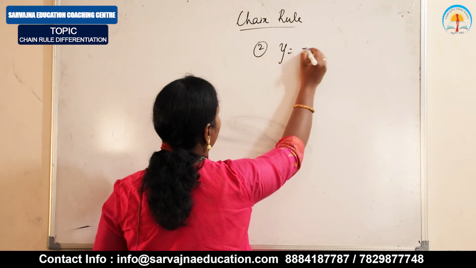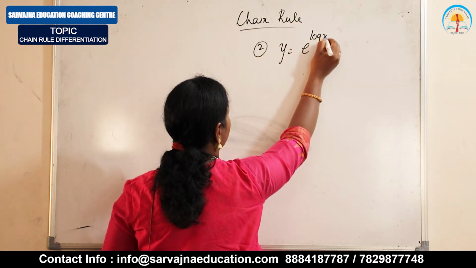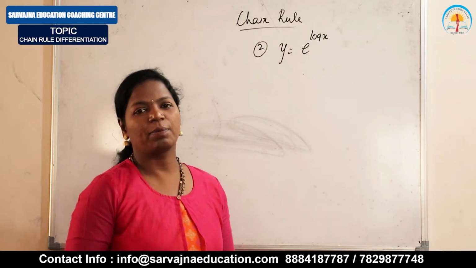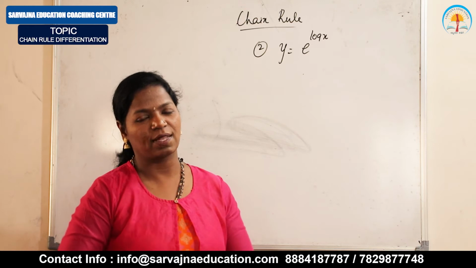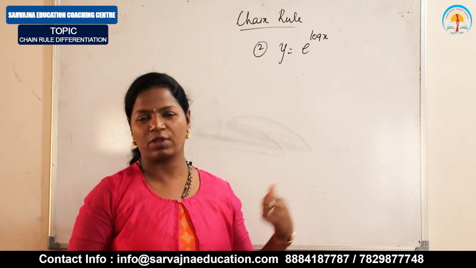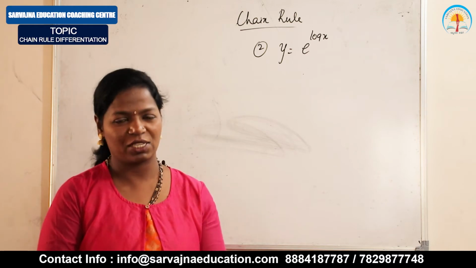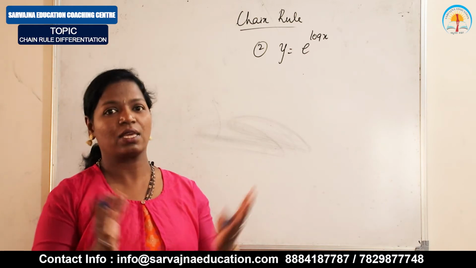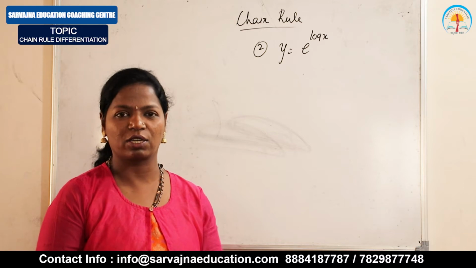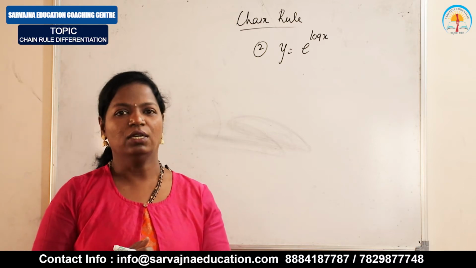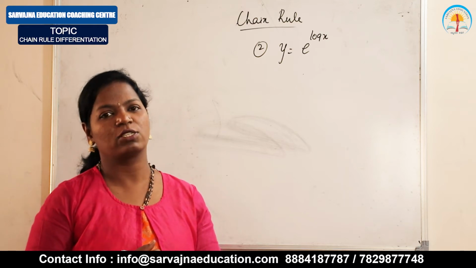y is equal to e to the power of log x. So it looks like e power x, correct? But in the place of x, log x is there. Always, if you get problems like this, first you have to differentiate the basic function. Okay. First you have to think, oh, it is a form of basic function. First you have to write the basic function, then differentiate the other function in the place of x.